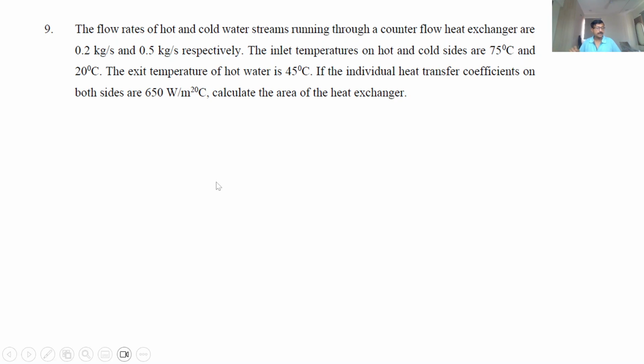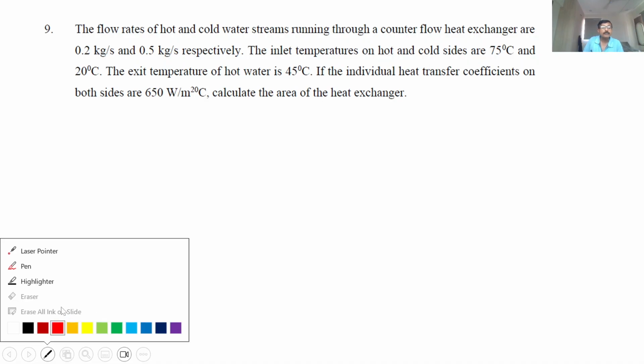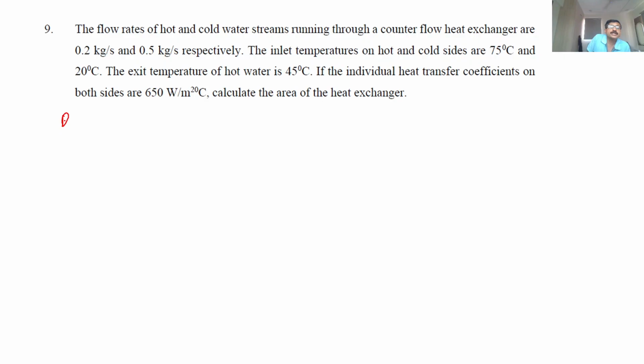Start interpreting the data. Now I am reading the statement of the problem and writing the data. The flow rates. What is the first job? To identify the type of heat exchangers. Just read the statement. Flow rates of hot and cold water streams running through a counter flow heat exchanger. So the type is counter flow.